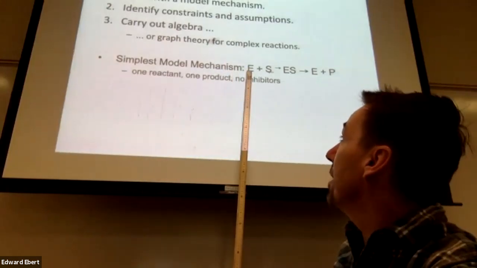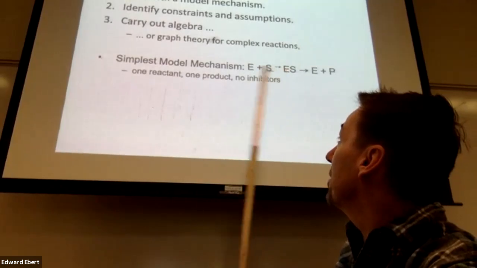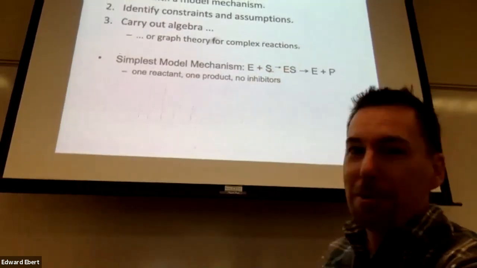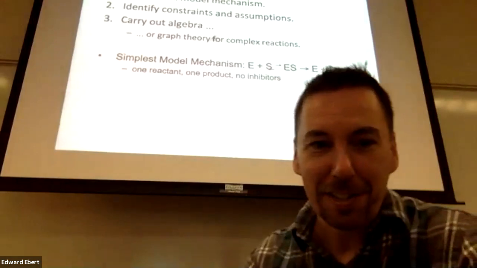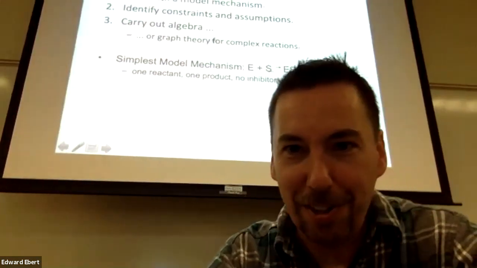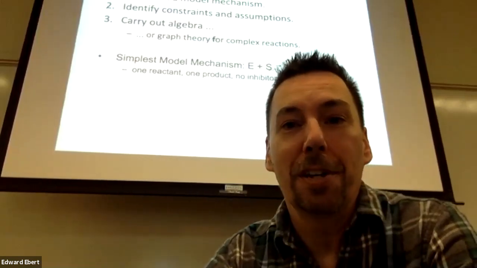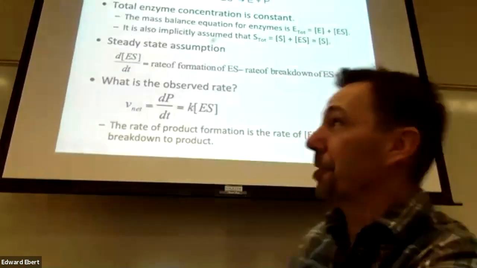Okay? We have an enzyme, we have a substrate. The two of them get together, and we have this enzyme substrate complex. Oh no, one of my arrows is off there. We'll see it soon. So we basically have one reactant, one product, and no inhibitors involved. Okay, so this is better.